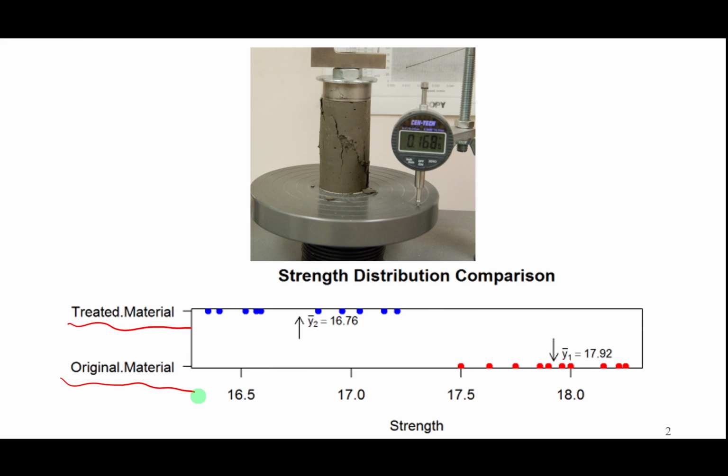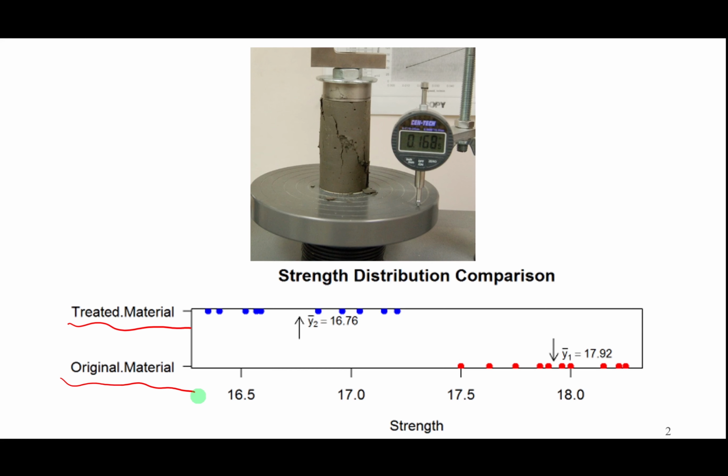We know that the treated material has a shorter curing time, which is desired in practice, but we would like to know if the material strength has been changed due to the addition of the chemical. 10 samples were made for both original and treated material for strength testing, and the results are plotted on this dot plot, with red dots representing the strength of the original material and green dots representing that of the treated material. We also calculated the sample average.